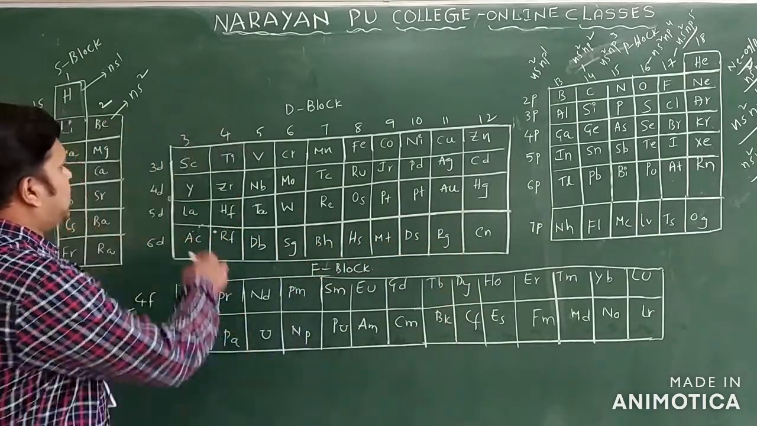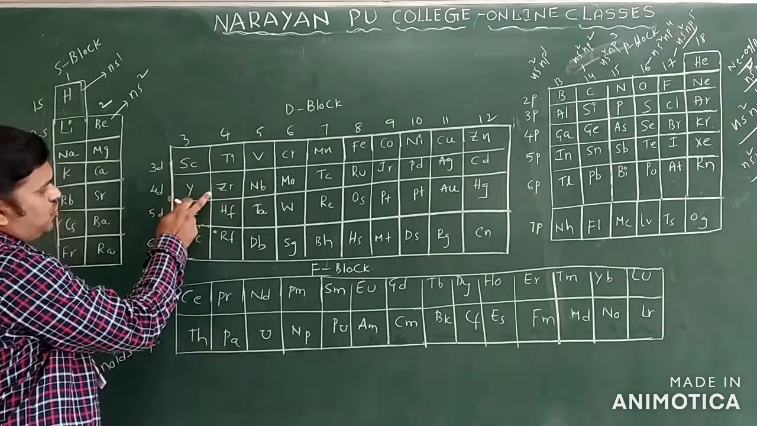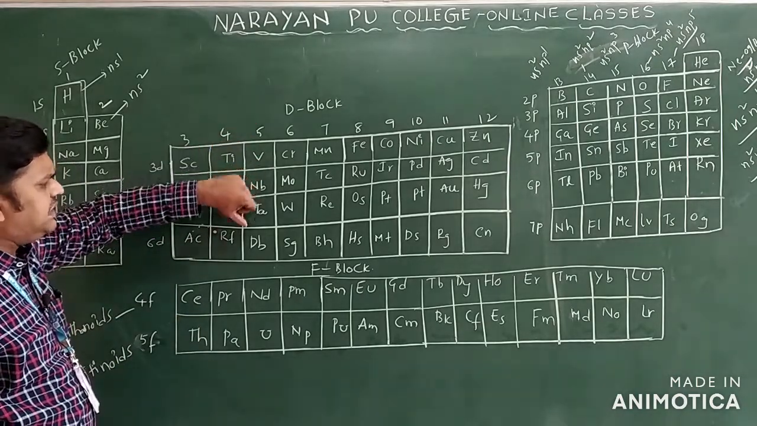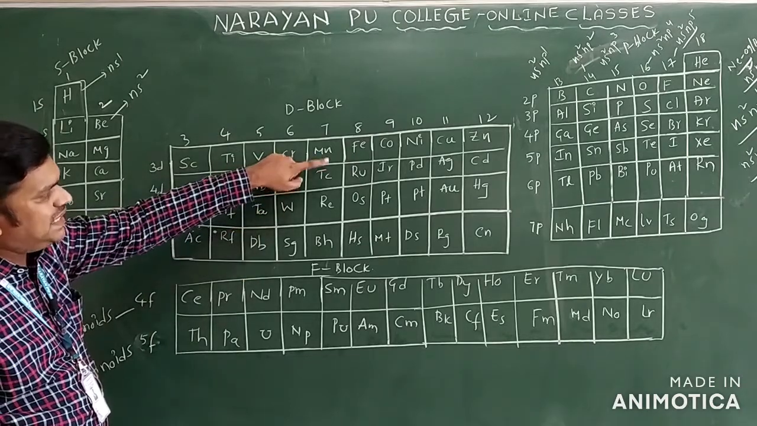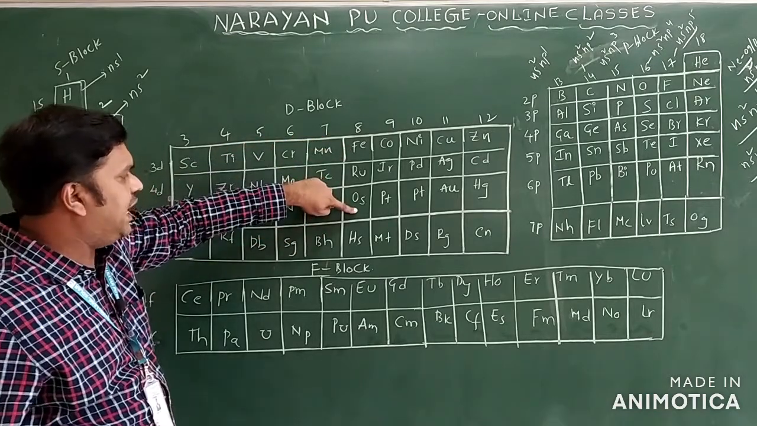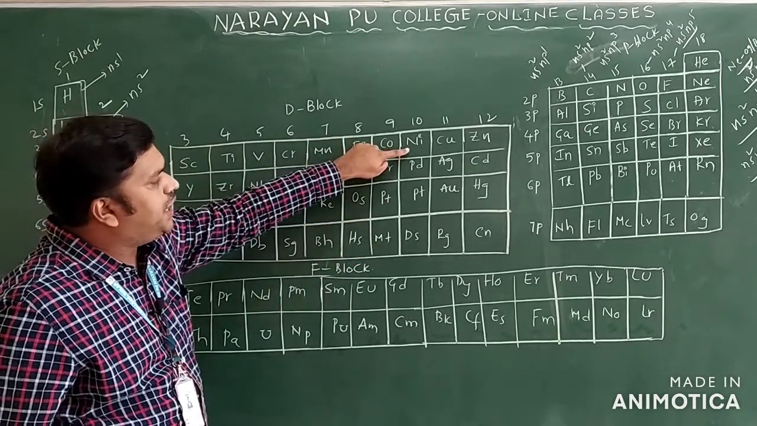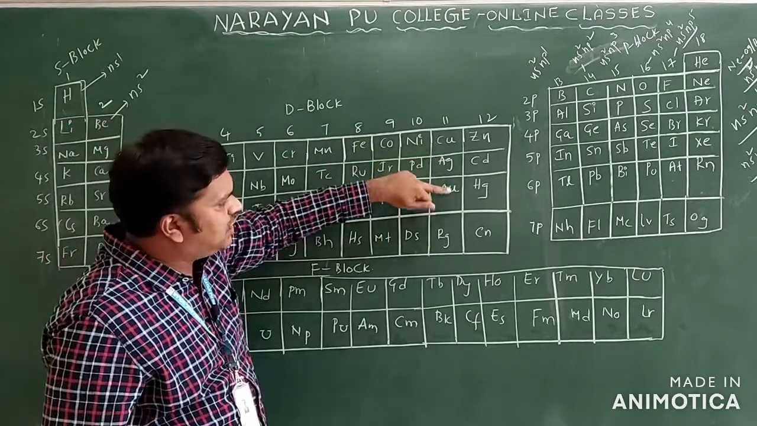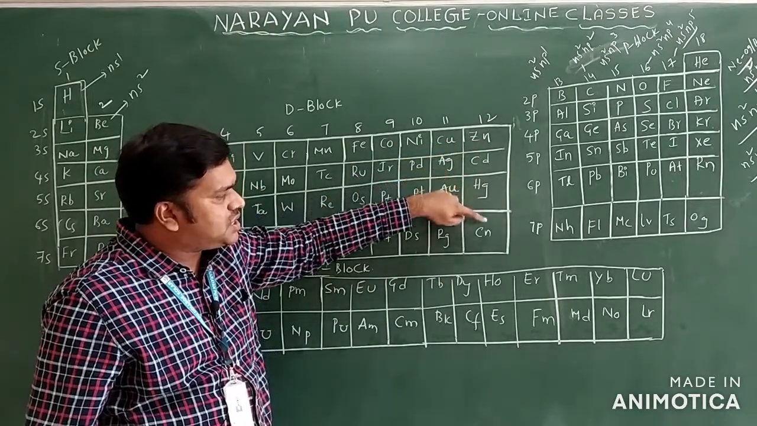Clear? You will see this one: scandium, yttrium, lanthanum, actinium, titanium, zirconium, hafnium, rutherfordium, vanadium, niobium, tantalum, and dubnium, chromium, molybdenum, tungsten, seaborgium, manganese, technetium, rhenium, and bohrium, iron, ruthenium, osmium, and hassium, and cobalt, rhodium, iridium, and meitnerium, nickel, palladium, platinum, and darmstadtium, and copper, silver, gold with roentgenium, zinc, cadmium, and what? Mercury. This is copernicium only.